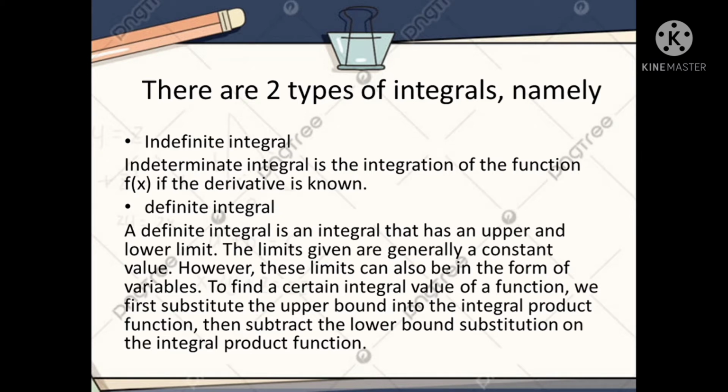To find a definite integral value of a function, we first substitute the upper bound into the integral function, then subtract the substitution of the lower bound into the integral function.